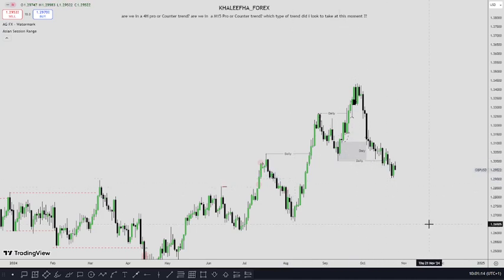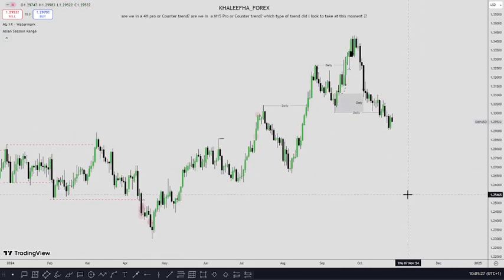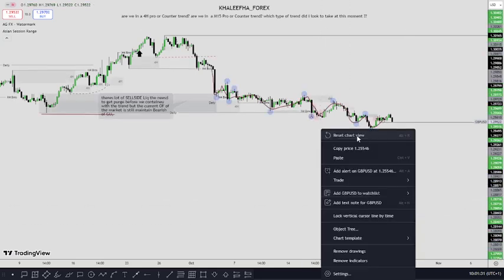I'm literally going to go with the higher time frame directional bias of the market, then scale down to the lower time frame. This is the daily time frame. So if you look at the 4H time frame, you will see what I mean.